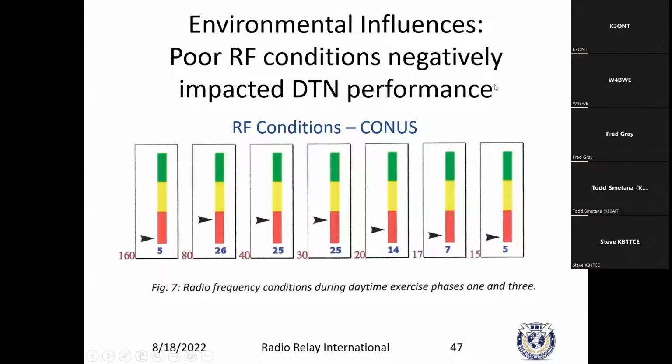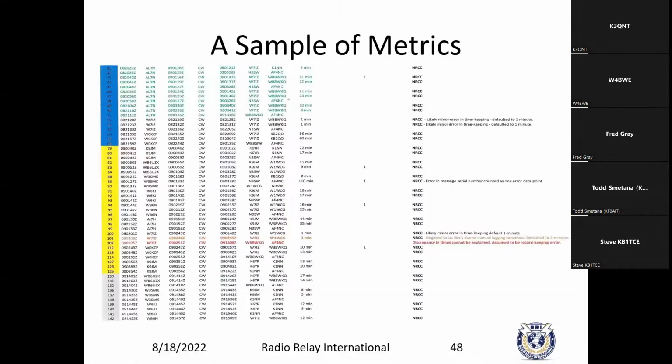And this is the message propagation, or I should say our propagation conditions on the days of the exercise during phases 1 and 3. You would see conditions were extremely poor pretty much throughout the entire HF spectrum. And this did have a negative impact on DTN performance, but interestingly, not so much on CW.